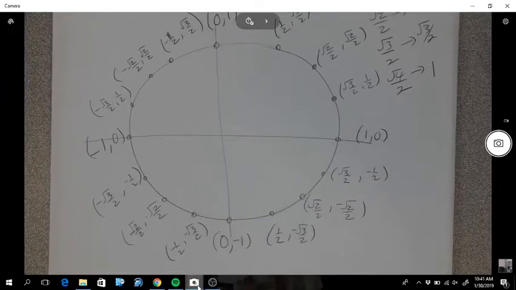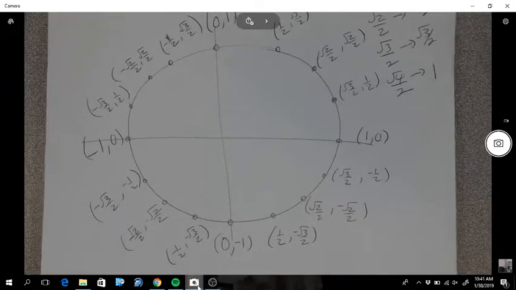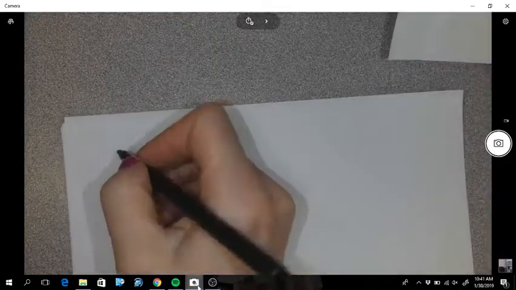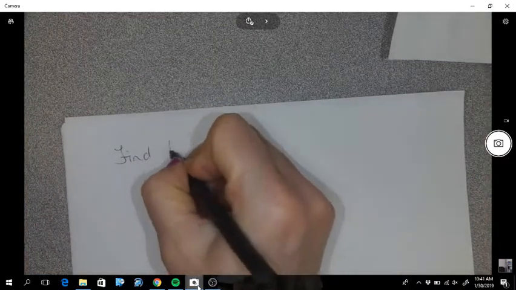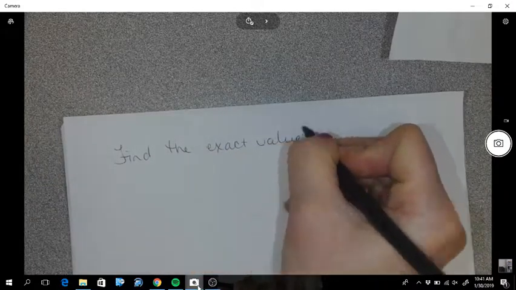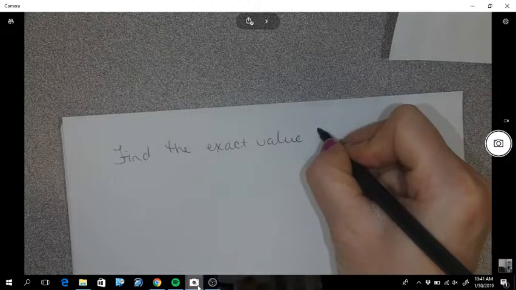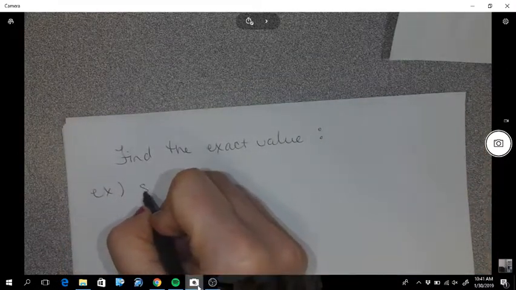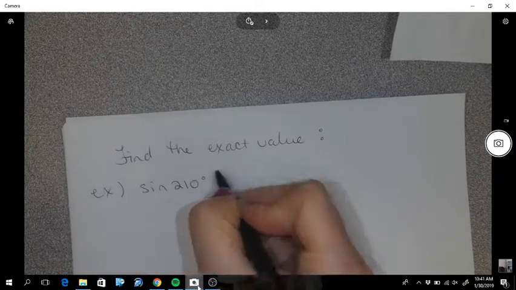Okay, so here's the unit circle we just replicated. Now I'm going to ask you some exact values. Okay, so find the exact value. Here's example 1, sine of 210.